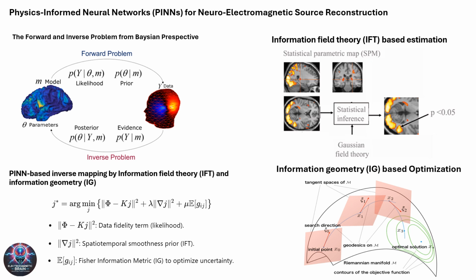By embedding domain-specific physical knowledge into the Bayesian perspective, the PINN-based approach ensures that the forward problem generates realistic training data, while the inverse mapping accurately reconstructs neural sources. This combination addresses the challenges of noise, ill-posedness, and complex signal propagation.